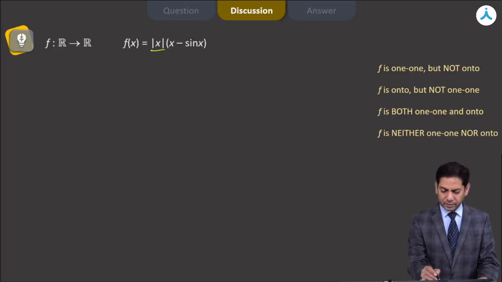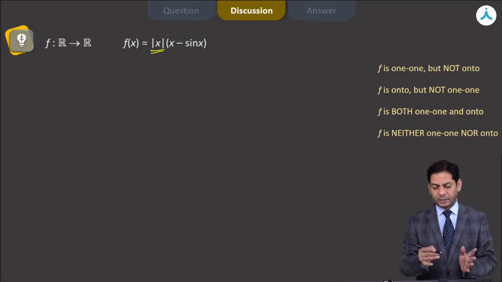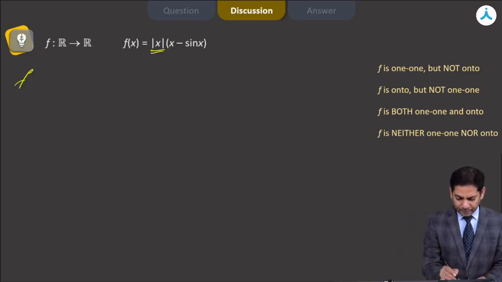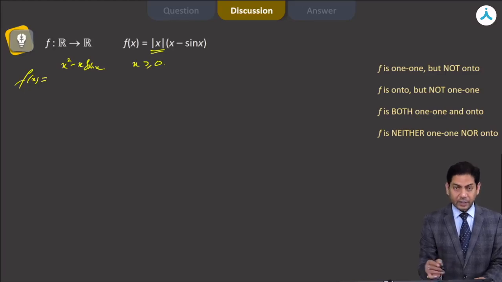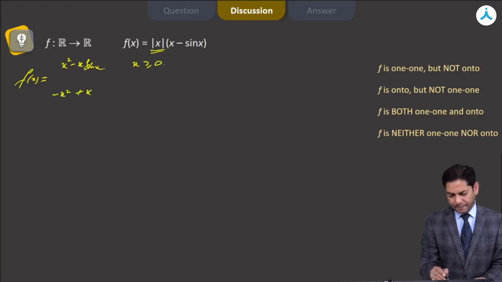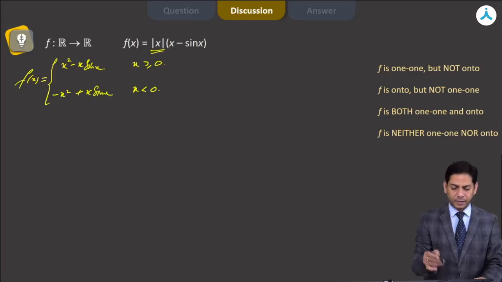Since modulus of x is involved here, it is much better to write it in two parts, for x greater than 0 and x less than 0. If we do that, we can write f of x is equal to x multiplied by x minus sin x, so that will be x square minus x sin x. That will be valid for x greater than or equal to 0. And mod x replaced by minus x for x less than 0 gives us minus x square plus x sin x. Now this is the definition of f of x written piecewise.